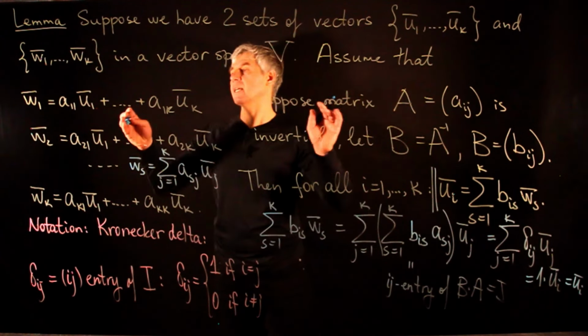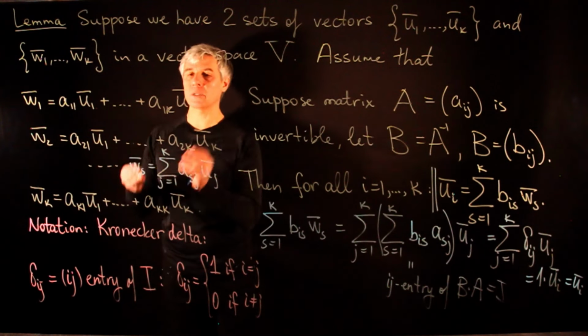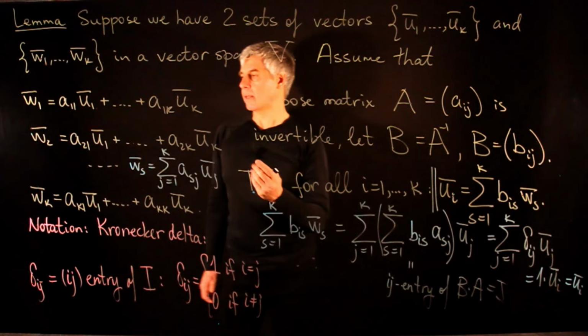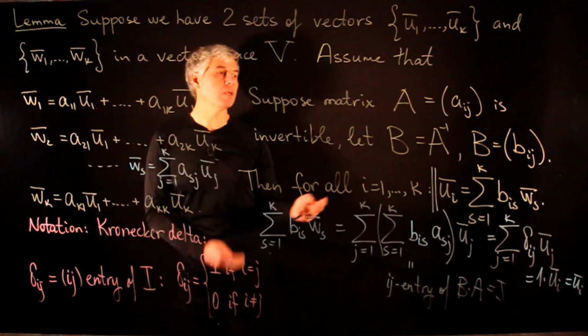So this lemma tells us that if we can express w's in terms of u's with a coefficient matrix which is invertible, then we can express u's in terms of w's in the same way using the inverse matrix. Next, we prove the following proposition on linear independence.